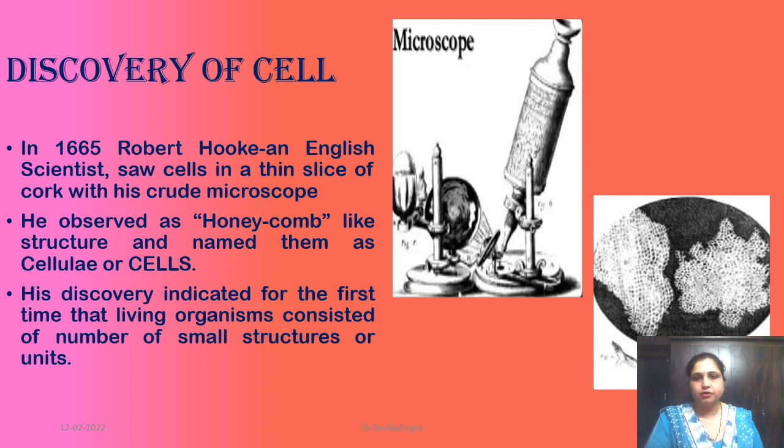Before Robert Hooke, Jan Swammerdam in 1658 had seen the RBC of frog. Similarly, Marcello Malpighi in 1661 also saw small structures in slices of plant and animal tissue. And do you know Leeuwenhoek? In 1683, he was the first to see free cells. He observed bacteria, protozoa, RBC, sperm cells, etc.